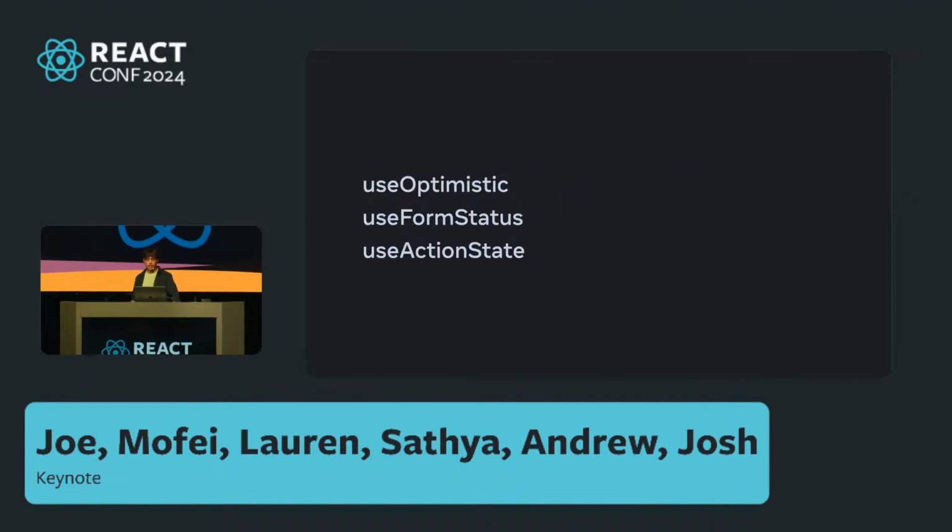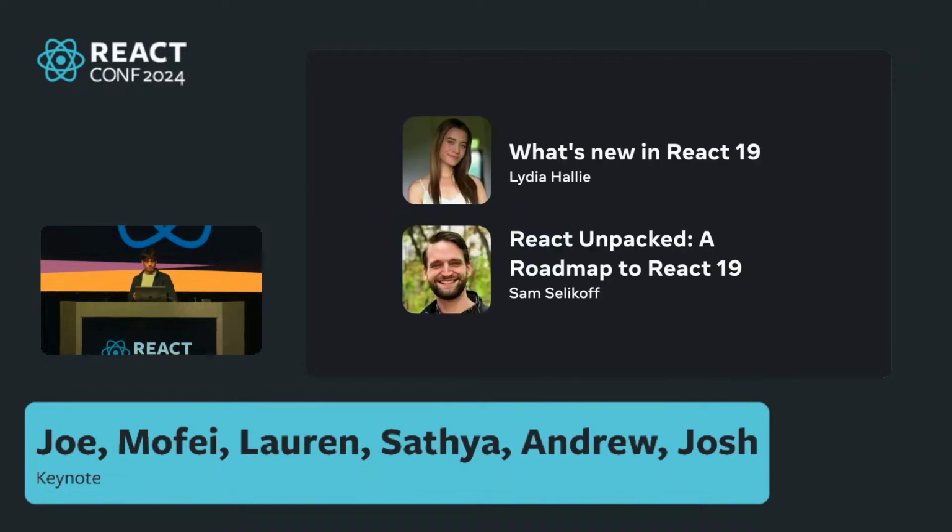With new hooks like useOptimistic, useFormStatus, and useActionState, you can start implementing these patterns with just a few lines of code. Later today, we'll get an in-depth look at how to use the new action APIs to improve your app's experience. I'm really excited about those, so stick around.